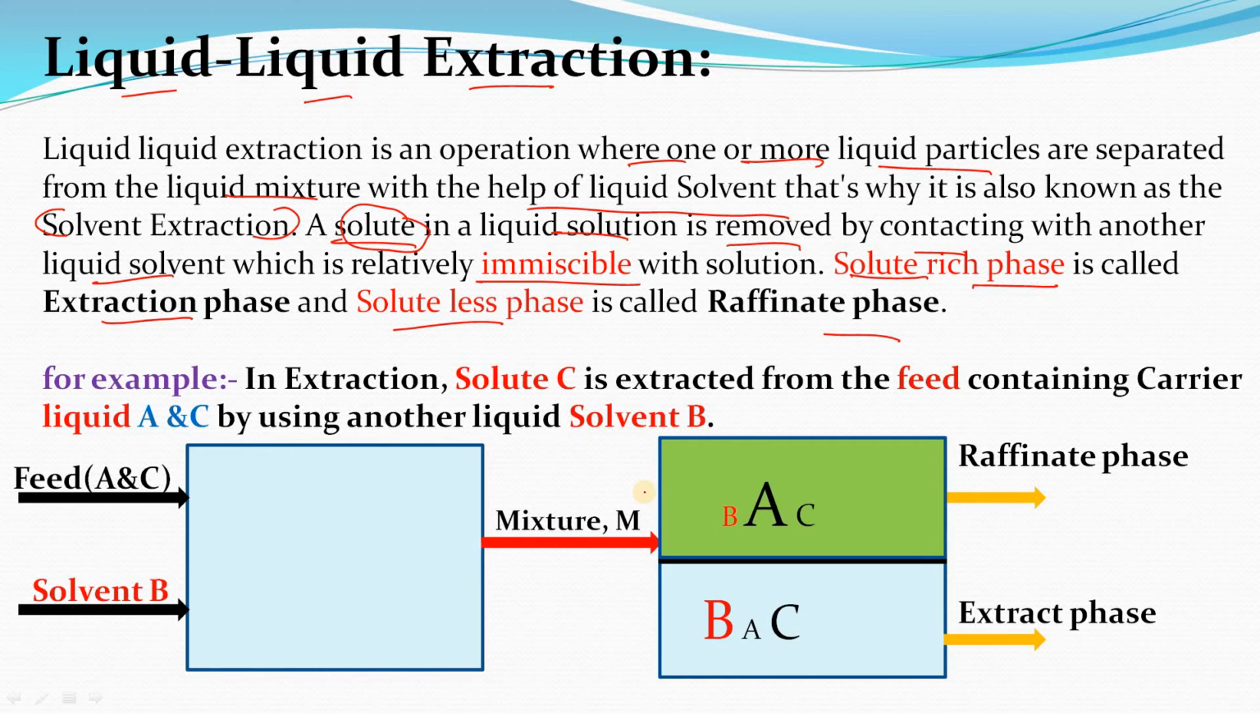The example we can see here is, for example, in extraction, suppose this is a feed where A and C are the components.